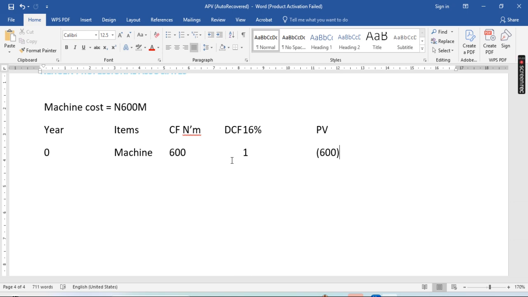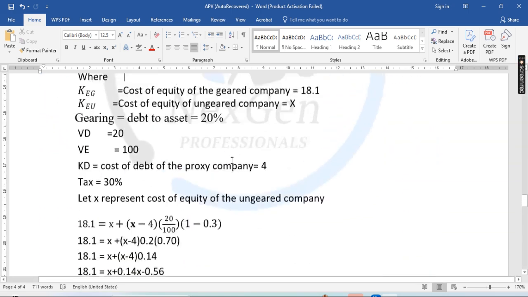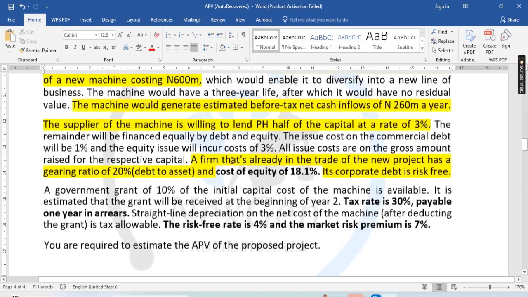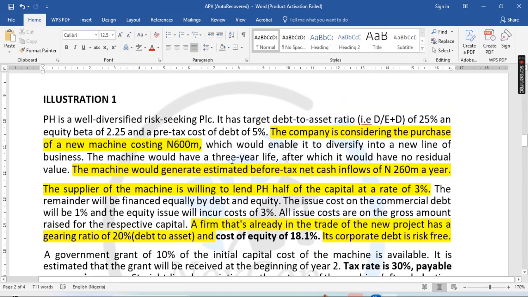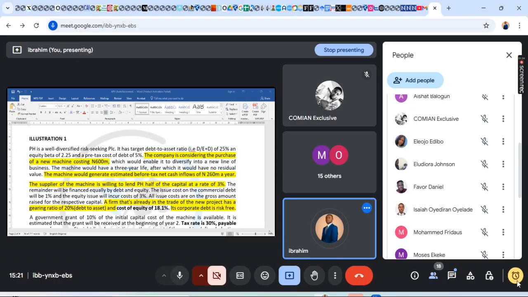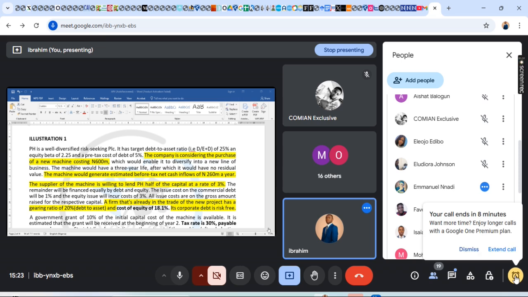Right? So which other cash flow are we using? Let's bring all the cash flow that we have for the ungeared company. Don't forget, we are talking about the ungeared company, not the geared company. So now the machine will generate an estimated net cash inflow. That is cash flow from year 1 to year 3.